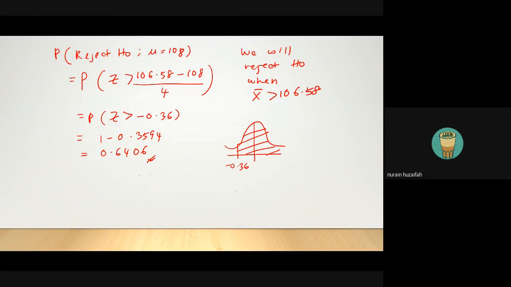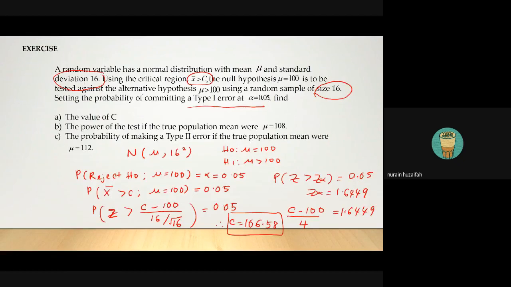The power of the test in this case is rejecting H naught when H naught is false, because the question already gives you alpha. So that means you don't have to compute rejecting H naught when H naught is true, because the question already has your alpha equal to 0.05. Okay, so part B is just to compute the power of the test when again the true parameter is equal to 108, which is rejecting H naught when H naught is false. Okay. Third part, probability of making a type 2 error. Okay, part A, part B, okay?